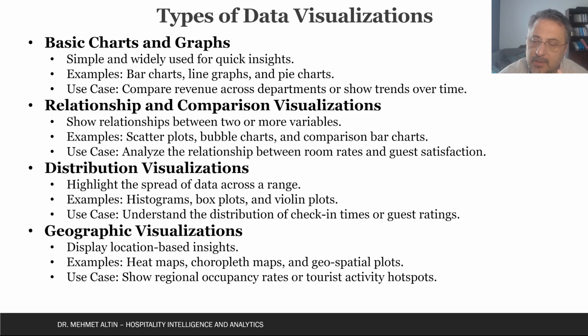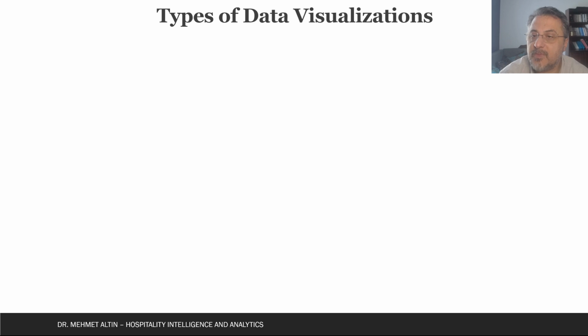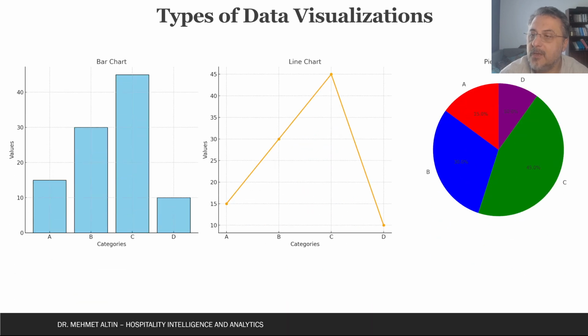Let's talk about different types of data visualization, starting with the basics. Basic charts and graphs, like bar charts, line graphs, and pie charts, are simple and highly effective. For example, a bar chart comparing room revenue versus spa revenue can show which area is performing better.